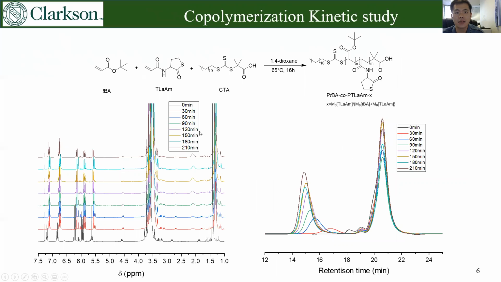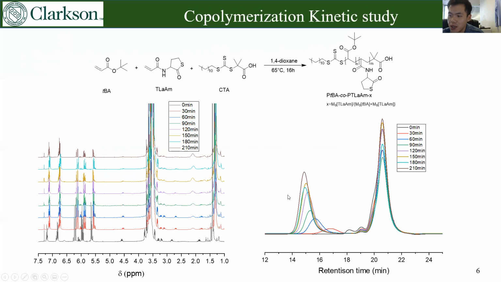First, I did a little copolymerization kinetic study. As you can see here, I ran the reaction with a 9:1 molar ratio of tert-butyl acrylate to thiolactone acrylamide, a total monomer to RAFT agent ratio of 100:1, and a RAFT agent to initiator ratio of 10:1. I took samples out for running NMR and GPC every 30 minutes. Here is an NMR graph. Those vinyl protons are getting lower and lower, which is good, right? We can see the monomers converting to polymers.